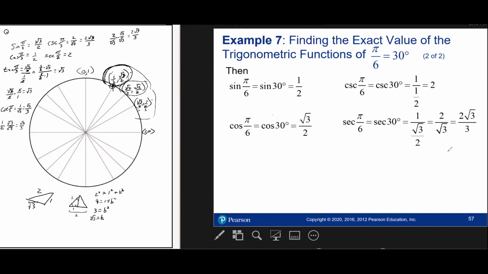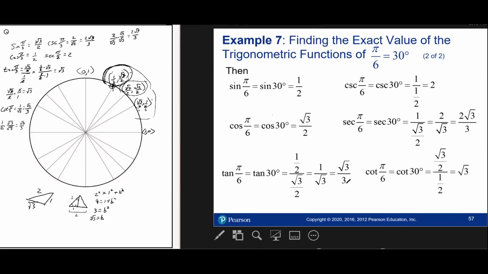And tangent is sine over cosine, or x over y. And so that's going to be the 1/2 over the square root of 3 over 2, which simplifies to 1 over the square root of 3, which rationalizes to the square root of 3 over 3. Sorry. And then the reciprocal of this, the reciprocal of 1 over the square root of 3, is just the square root of 3.